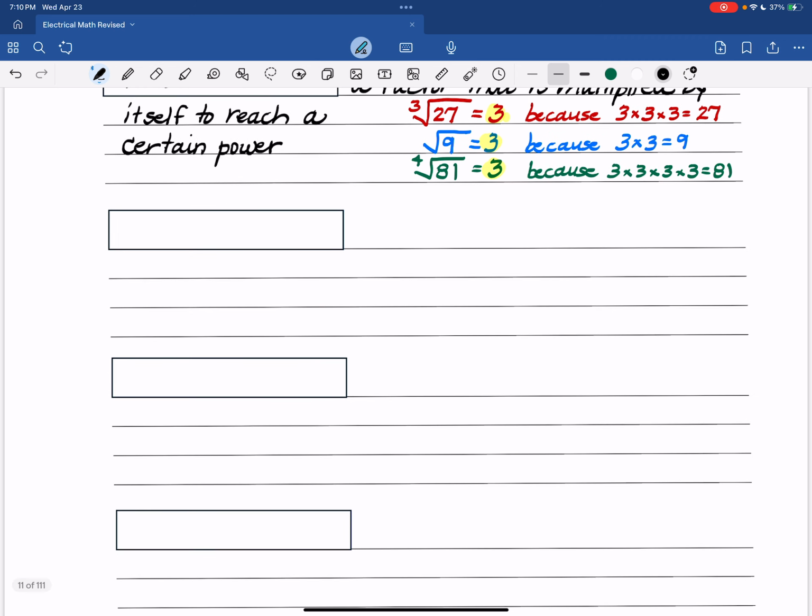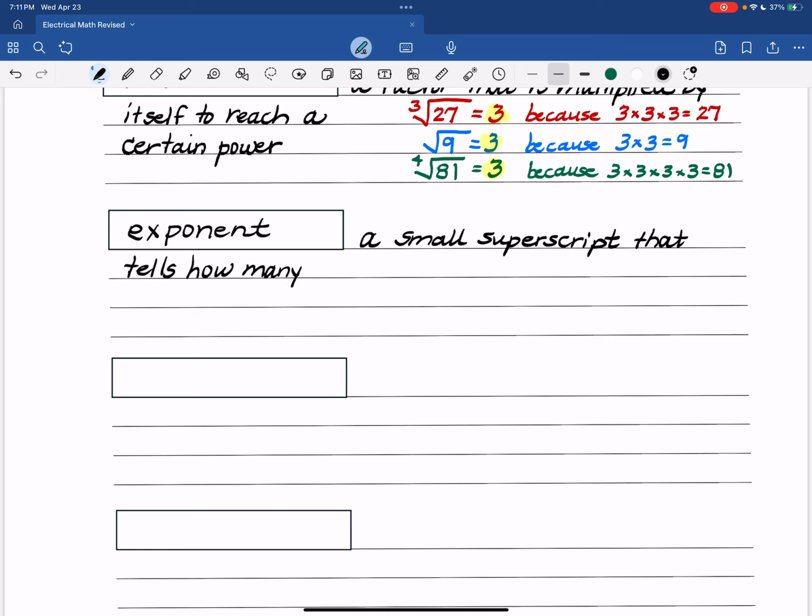The next word is exponents. An exponent is a small superscript, we'll come back to that word, that tells how many times to multiply a base by itself.